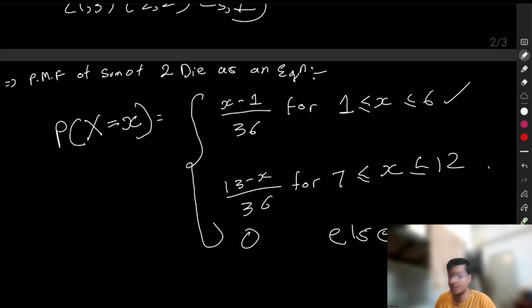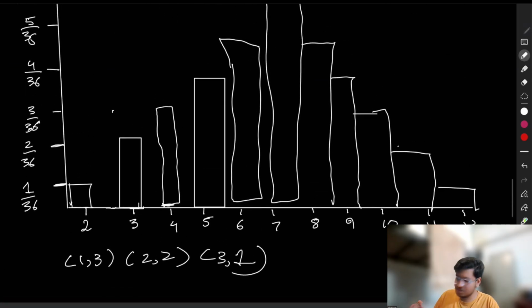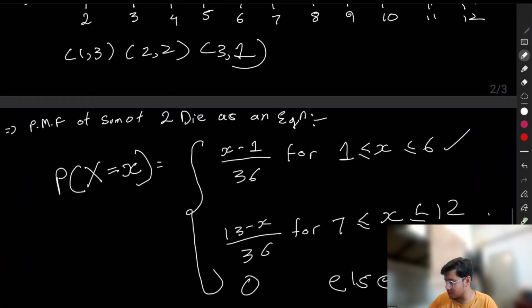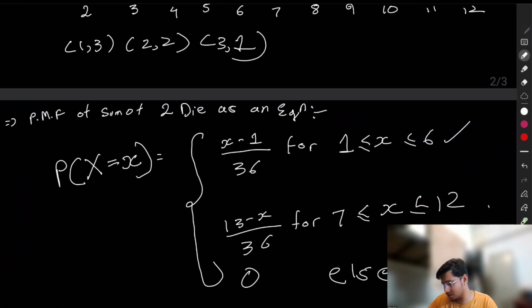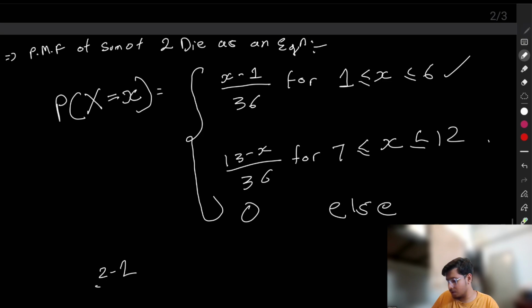If we put x equal to 2, the sum equal to 2, that means we roll two dice and the sum is 2. That we all know; here also we discussed it is 1 by 36. Let's put 2 in this equation: 2 minus 1 upon 36, which is equal to 1 by 36. That is very obvious. Now let's put another number, for example, 7. So 7 will not go in the above equation. It will go in the bottom equation.